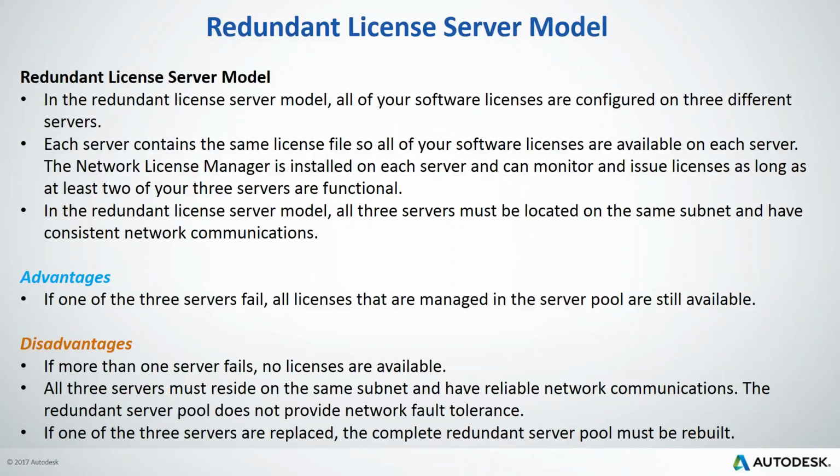Okay, all 3 servers must reside on the same subnet, unlike the distributed license server model, and you need to have stable network communications between servers. So if one of the 3 servers is replaced, the complete redundant server pool must be rebuilt. So again, same thing. This means that you have to recreate a new license file for all 3 servers, unlike the distributed server model. So it's a little bit different on that portion.